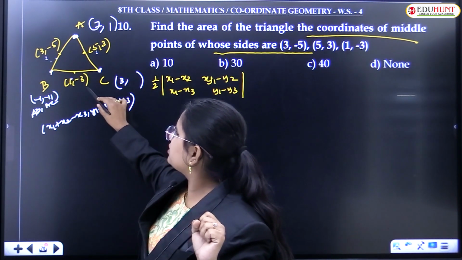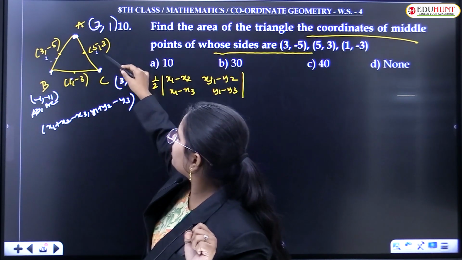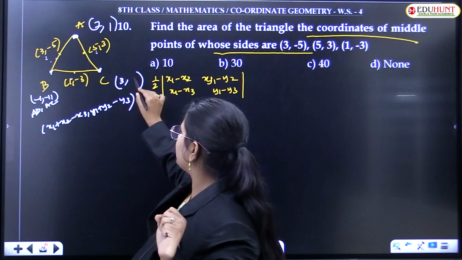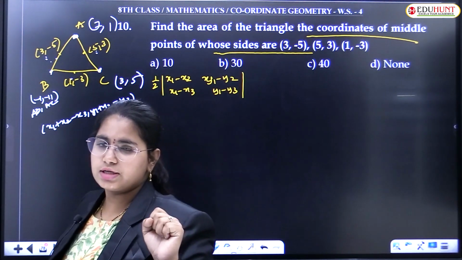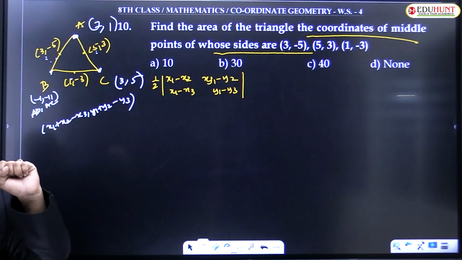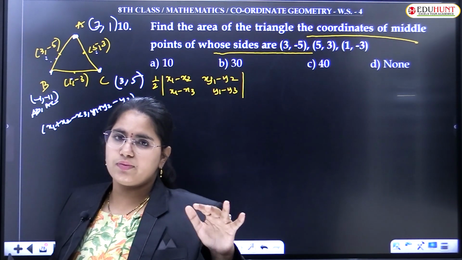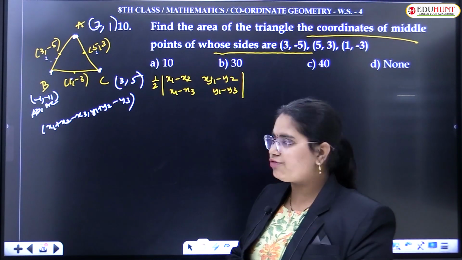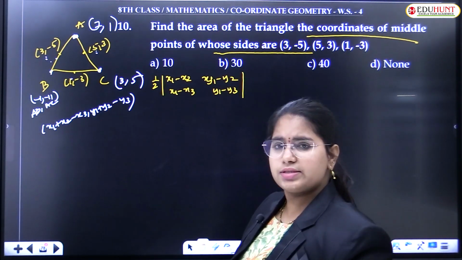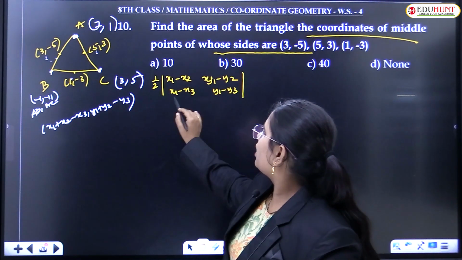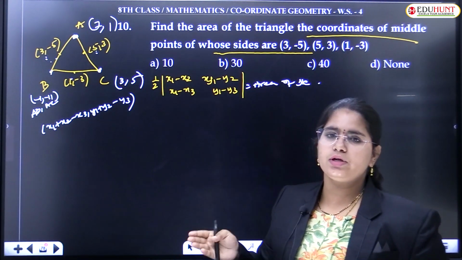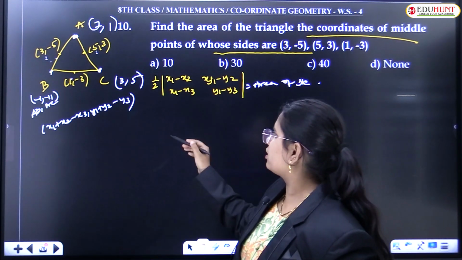3 minus of minus 3, you need to add both. 3 minus 3, 0. 0 minus of minus 5, which is plus 5. So the last vertex is 3, 5. Now we'll be substituting the values of x1, y1, x2, y2 and x3, y3 in the particular formula. Let's start the problem. So let's substitute all the values in the question.